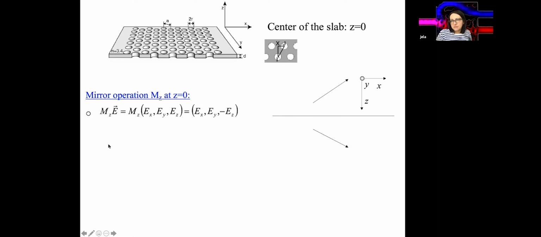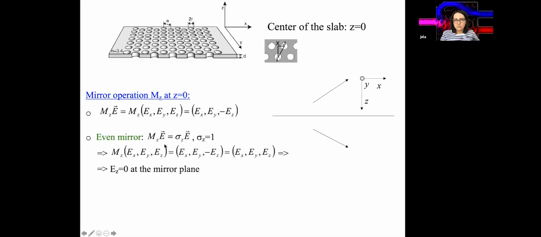Even mirror symmetry means that a vector is an eigenstate of the mirror operator corresponding to eigenvalue 1. Okay, so here is what it means. Even mirror symmetry means that the electric field is an eigenvector of the mirror operator corresponding to eigenvalue 1. So this is an eigenvalue equation. This is the electric field, and this sigma z is the eigenvalue of 1. So let's plug that back into this equation. The mirror operator applied to the electric field flips the EZ component.